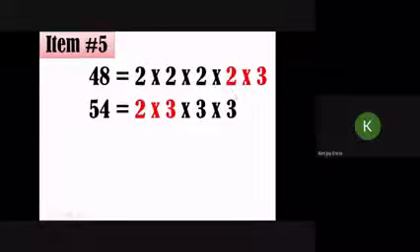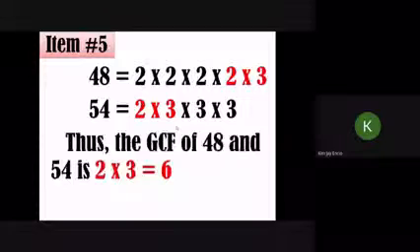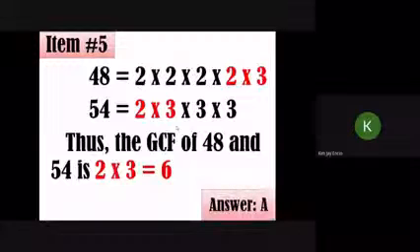Also the same with 3. So to get the GCF, all you have to do is multiply those numbers that are common to both of them. And so the GCF of 48 and 54 is 2 times 3, which is 6. So the correct answer here is letter A.